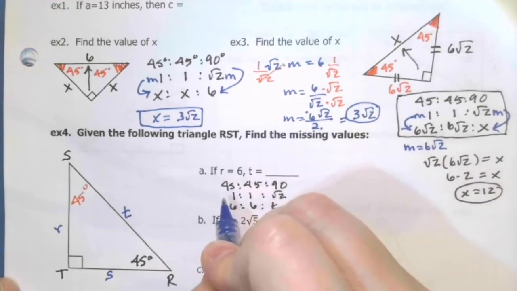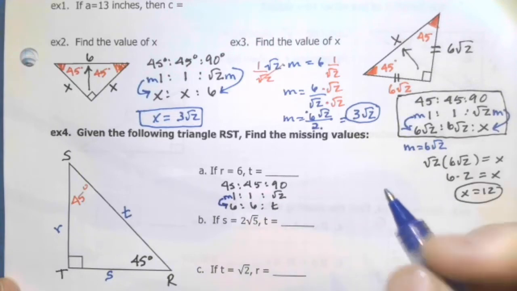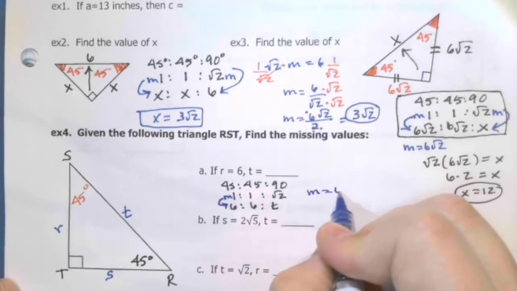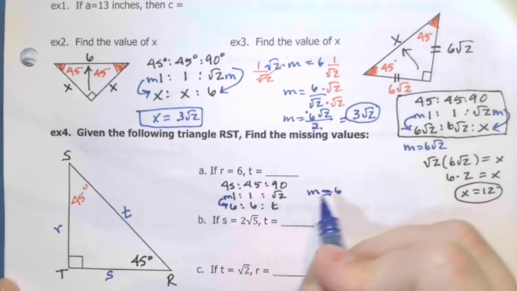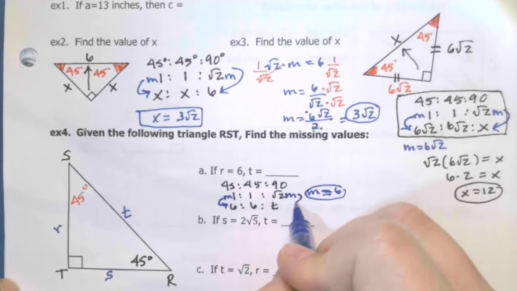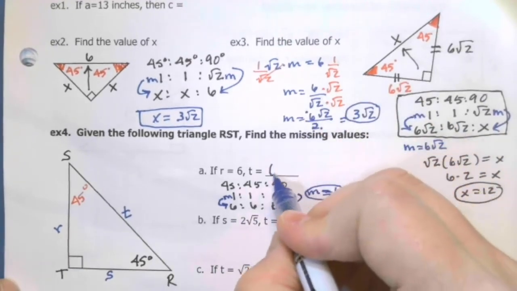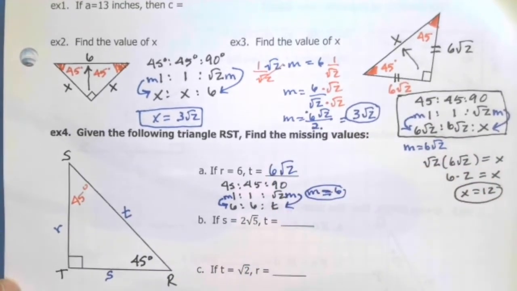So now we need to find the magic multiplier. Here's our matching pair. 1 times m is 6, which means m has to be 6. So the magic multiplier is 6. So taking that, radical 2 times m is t. So t is 6 radical 2.